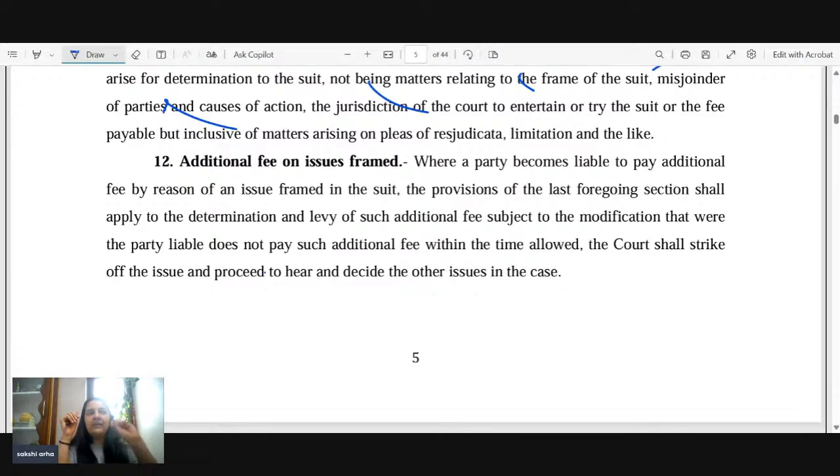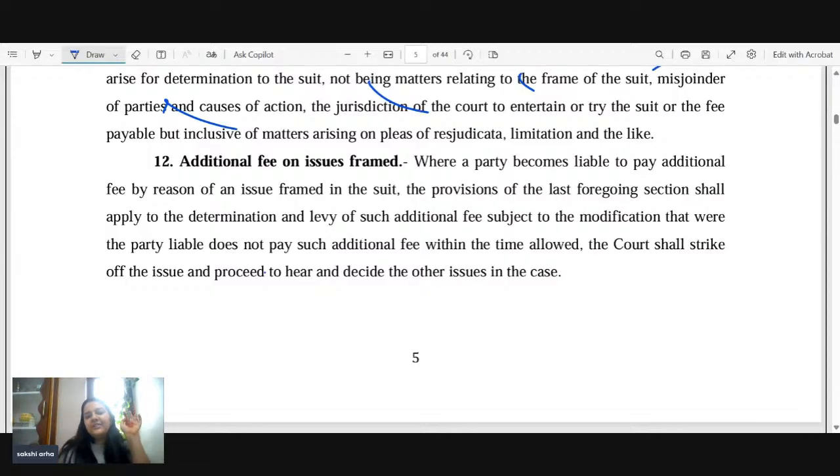Okay, suppose you have claim for 2 reliefs, court ने आपको एक और extra issue frame कर दिया. And for the third issue also you have to pay a court fee. For every issue you have to pay court fee. So when an additional issue is framed, you have to pay court fee for that. If you are not paying for that, then what will happen? Then again, the same procedures will be followed. Court will give you a time, okay, to pay the fee within such period. अगर आप तब भी नहीं करते हो, तो court will strike off the issue.